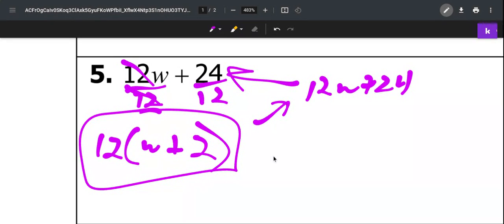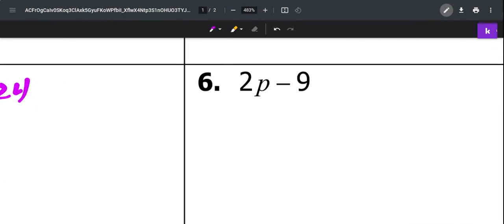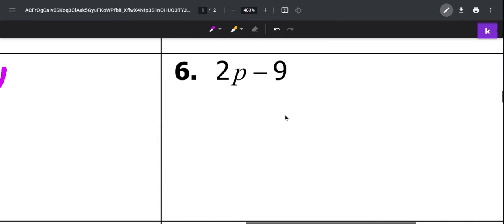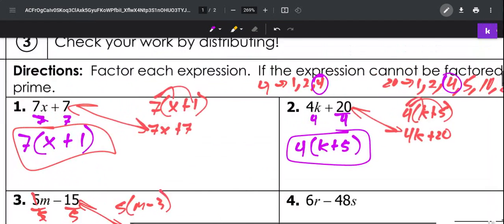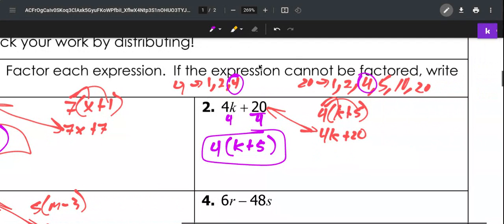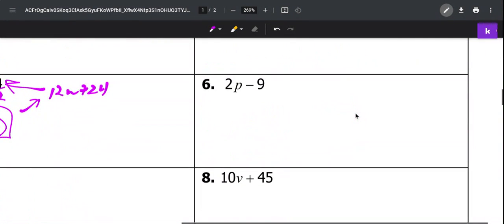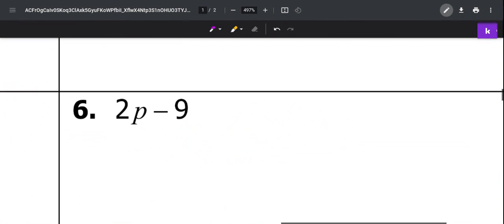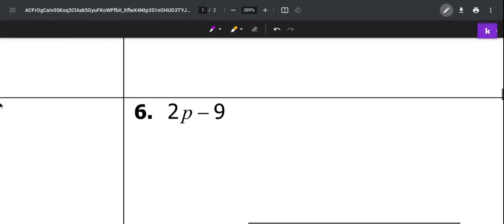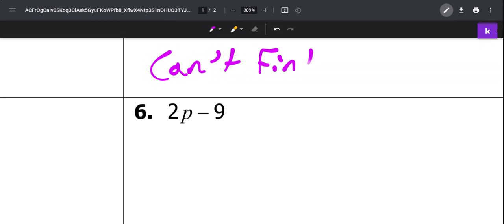All right. So now let's look at a difficult, maybe not difficult, but here's an example of prime. So we talked about prime at the beginning, right? We talked about if it cannot be factored, write prime. Here's when it cannot be factored. So if you can't find a GCF, that means prime.